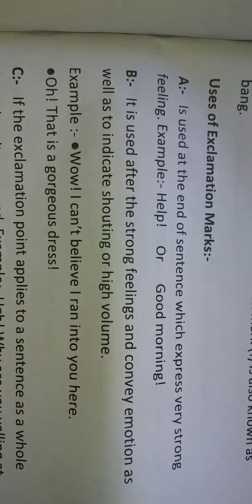So the exclamation mark is used at the end of sentences which express a very strong feeling, such as help or good morning. The second use is after strong feelings to convey emotions, as well as to indicate shouting or a high volume. As you see in the examples: wow, oh, gorgeous.